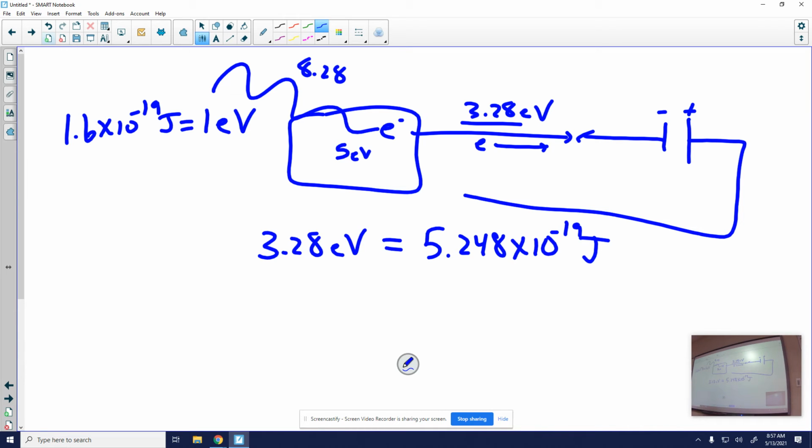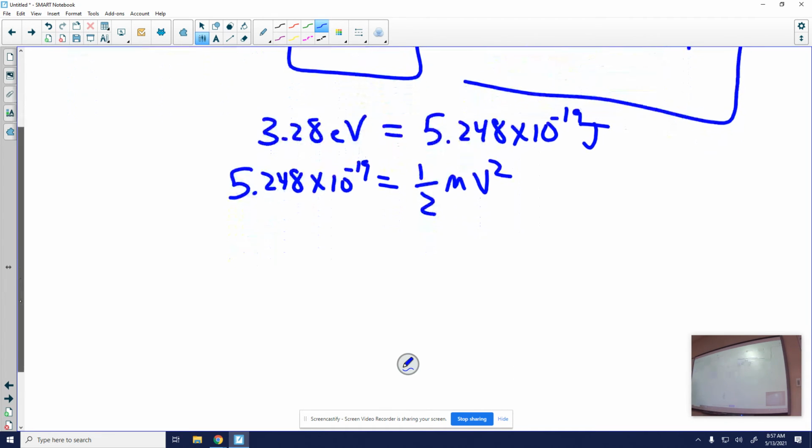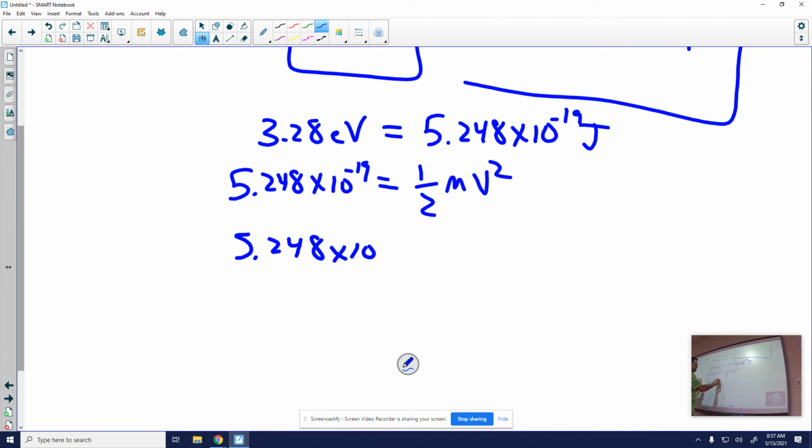What kind of energy does the electron have? Well, it has energy of motion, kinetic energy. So you could say 5.248 times 10 to the negative 19 is equal to 1/2 mv squared. Well, I happen to know m for an electron. It's 9.11 times 10 to the negative 31st kilograms. Very small. So if I wanted to get the speed of this thing, I can do that too right now.